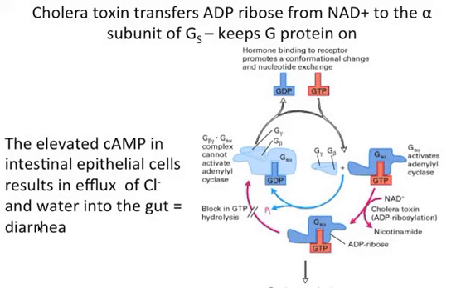Okay, so in intestinal cells, this situation results in efflux of chloride ions and water into the gut. When you have lots of water in your gut that is not being reabsorbed, that results in diarrhea. So that's how cholera toxin works.